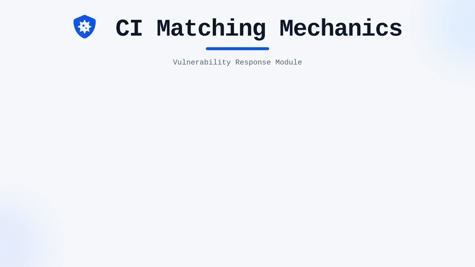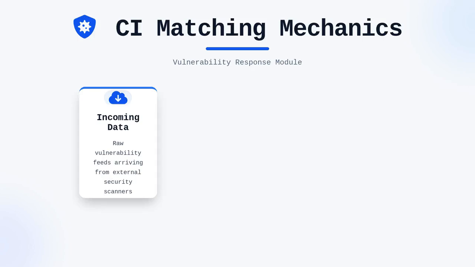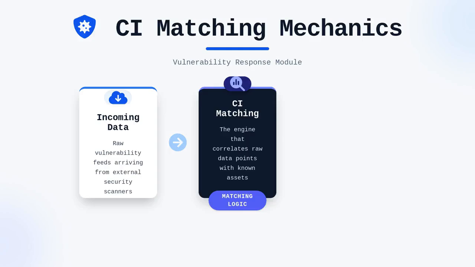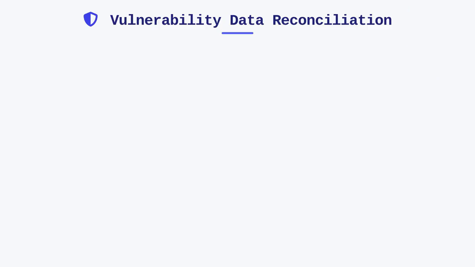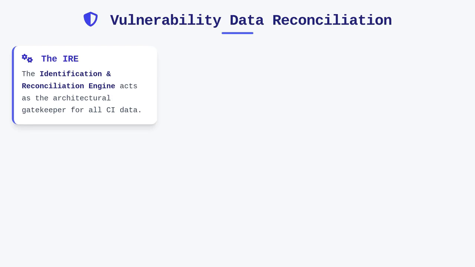Welcome back. In this lecture, we examine the mechanics of configuration item matching within the Vulnerability Response module, focusing on how incoming vulnerability data correctly maps to existing assets in your CMDB. When vulnerability data arrives from third-party scanners, the system must decide whether an entry corresponds to a known asset or represents an unknown entity. This process relies heavily on the Identification and Reconciliation Engine, or IRE, which acts as the architectural gatekeeper for CI data.